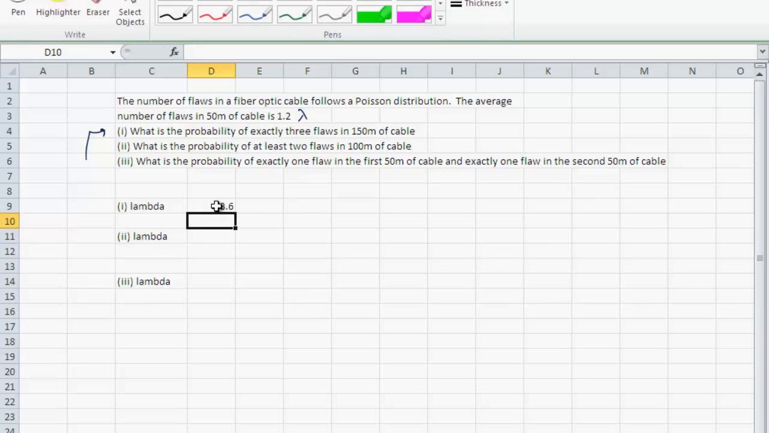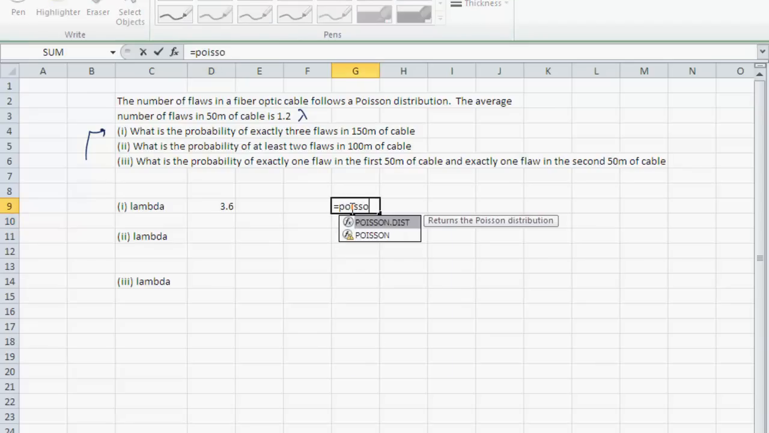So I would expect 3.6 flaws on average over the 150 meters of optical fiber cable, given these parameters. So what is the probability of exactly 3 flaws? The built-in Excel function is Poisson, and you can see that it has 3 input parameters. The first is, how many successes are you looking for? I'm looking for exactly 3 successes. So 3 flaws in this case. Observing a flaw is a success.